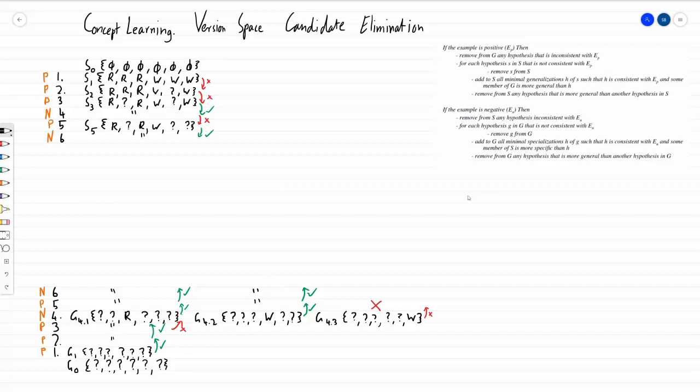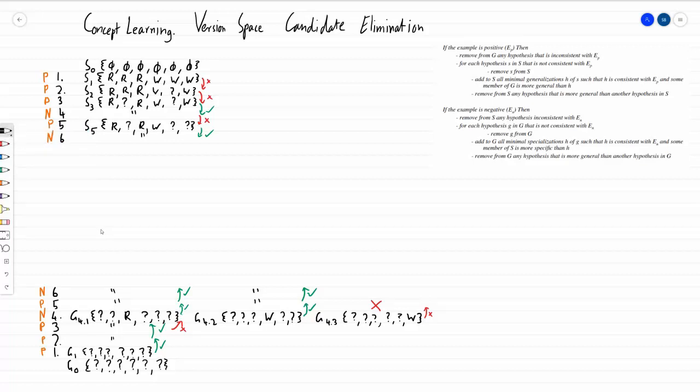They are not being consistent with these values. So you see, for each hypothesis G that is not consistent with EN, well, in this case, this is consistent because it's correctly negating it, is the idea. Remove. So in this case, everything's all good. So there we go.